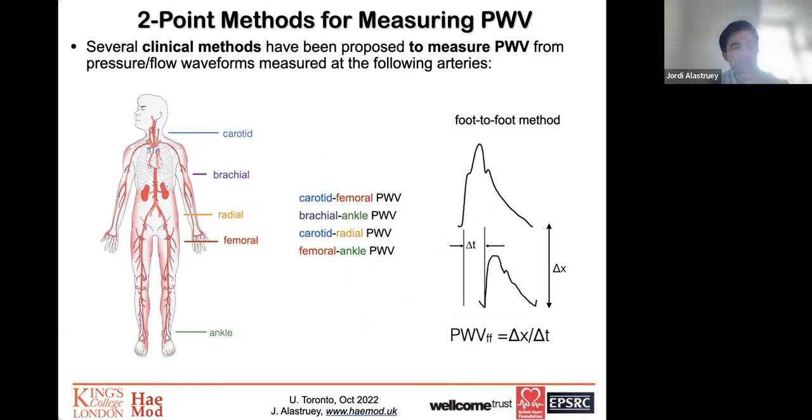Typical combinations of waveforms are shown in the center, and the sketch on the right illustrates the foot-to-foot method for estimating aortic pulse wave velocity using two pulse waveforms. It calculates the pulse wave velocity as the ratio of the distance between the two measurement sites to the time delay for the foot of the pulse wave to travel from one measurement site to the other. Distances are typically measured from surface markings, and time delays by identifying the feet of the two waves using pulse wave analysis.